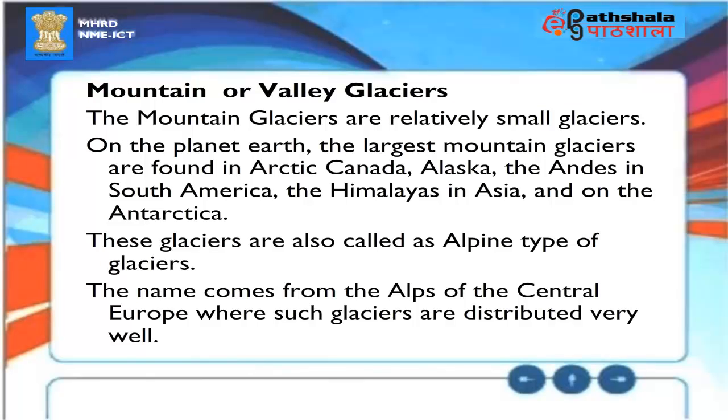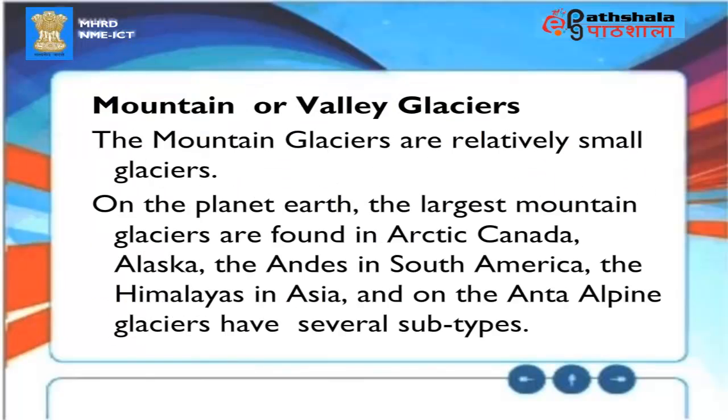Mountain or valley glaciers. The mountain glaciers are relatively small glaciers. On planet Earth, the largest mountain glaciers are found in Arctic Canada, Alaska, the Andes in South America, the Himalayas in Asia, and in Antarctica. These glaciers are also called alpine glaciers. The name comes from the Alps of Central Europe, where such glaciers are distributed very well.